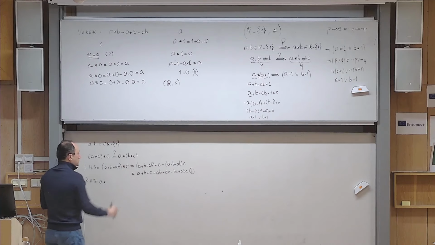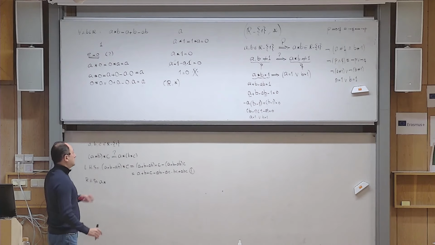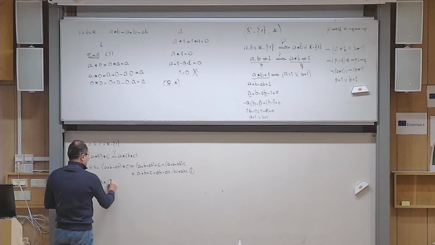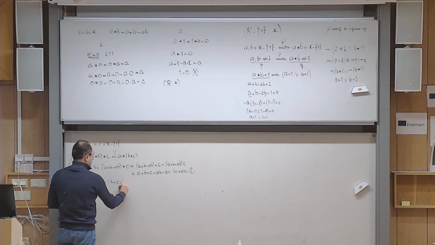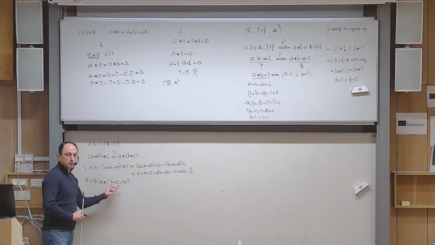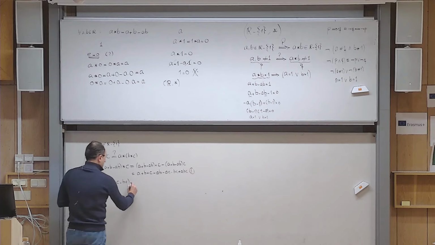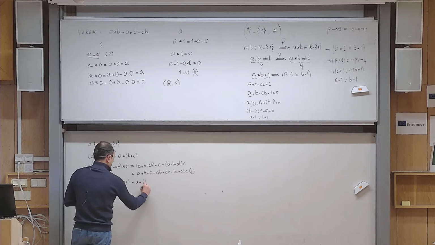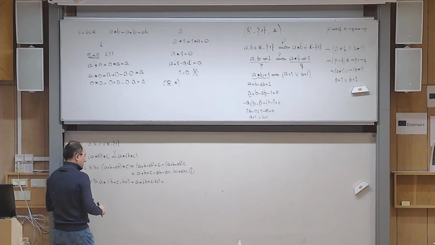But instead of B star C, I use the definition again. So the first number plus the second number minus the product of them. And now I use the definition of a star once more. This is my first number, this is my second number. So it becomes the first number plus the second number, and then minus the first number multiplied by the second number.